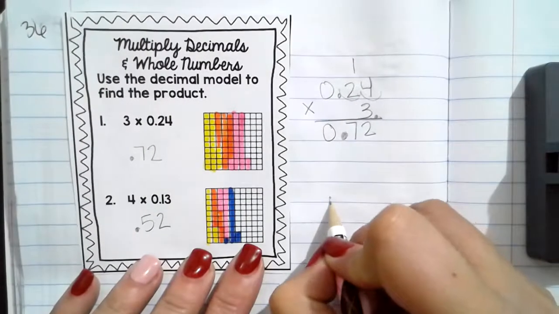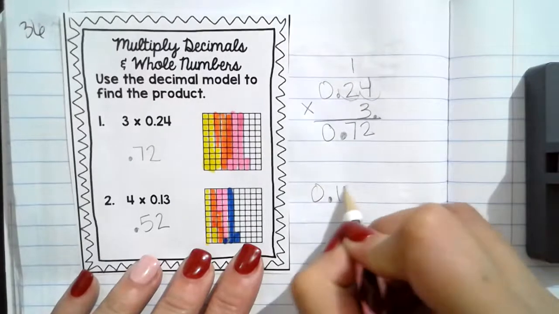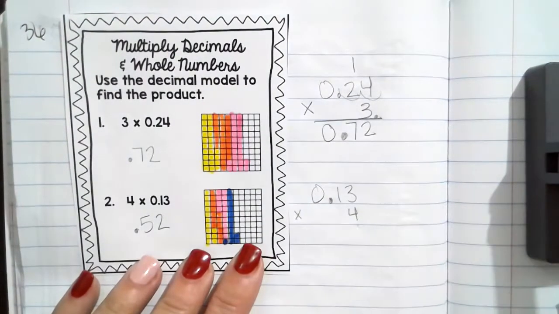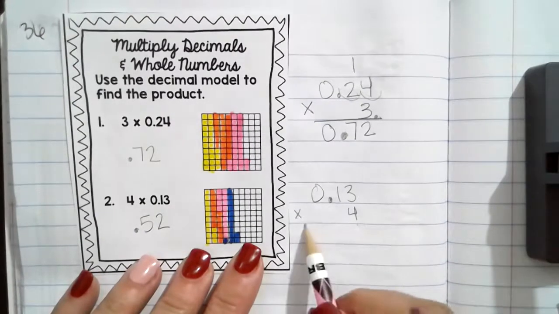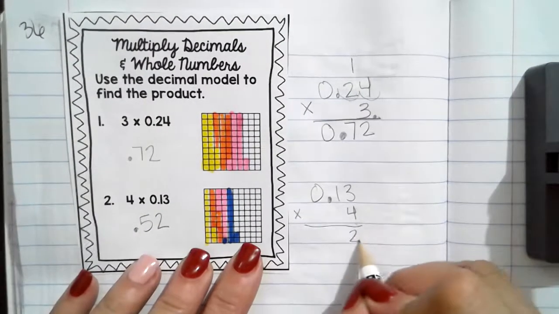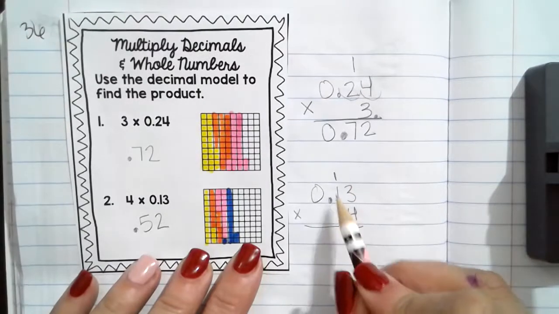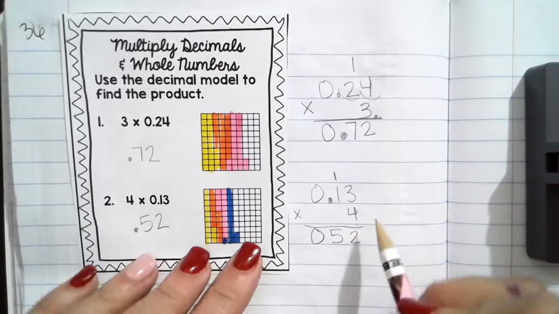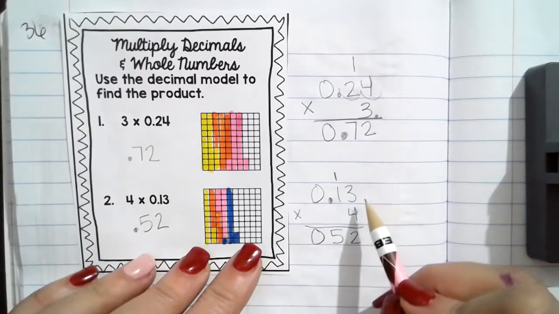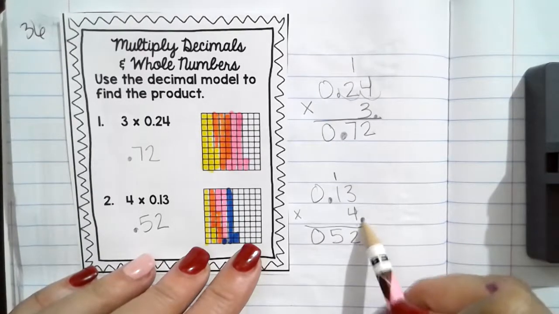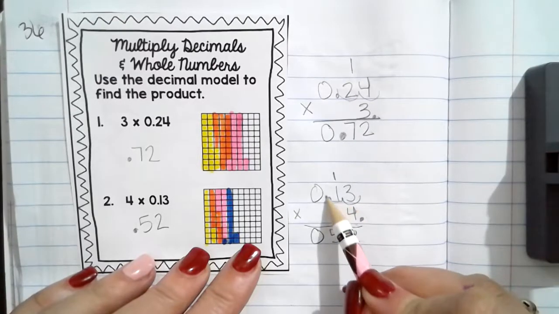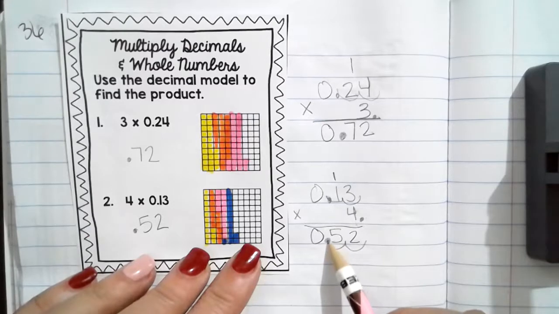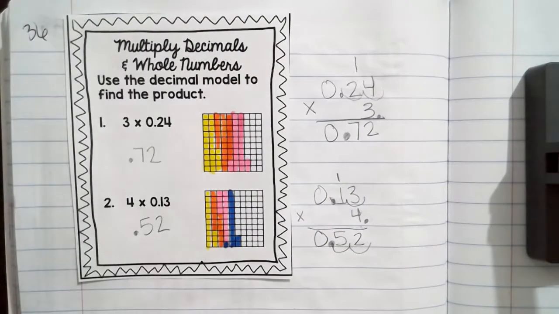13 cents, so 0.13 or 13 hundredths, times 4. 4 times 3 is 12. Carry the 1. 4 times 1 is 4 plus 1 is 5. 4 times 0 is 0. My decimal does not fall down. I count him. There's no decimal, so it goes at the end. There's 1, 2, and then none here, so it goes over 2 in my answer. 1, 2. So 0.52 or 52 hundredths.